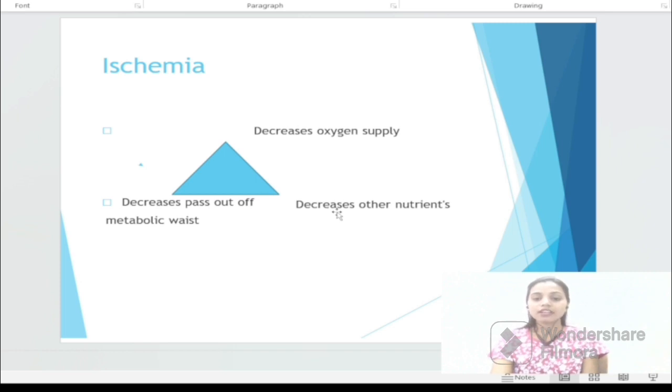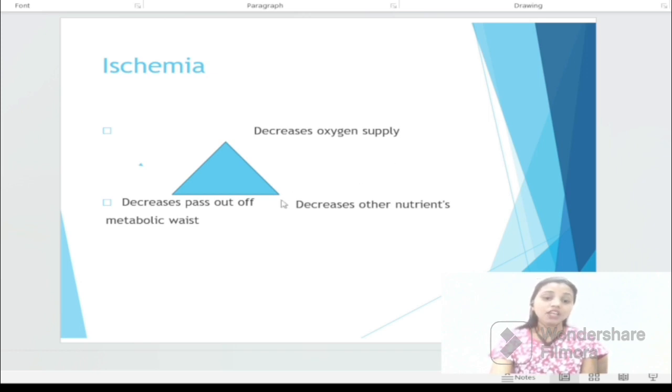So third one is decreased other nutrients. If myocardial cells do not have enough nutrients, it also causes necrosis. Okay, so these factors are the ischemia triad, and these are very dangerous if these conditions are not fulfilled. Okay, so if these conditions are not recovered, then it causes severe myocardial infarction or severe necrosis or ischemia.